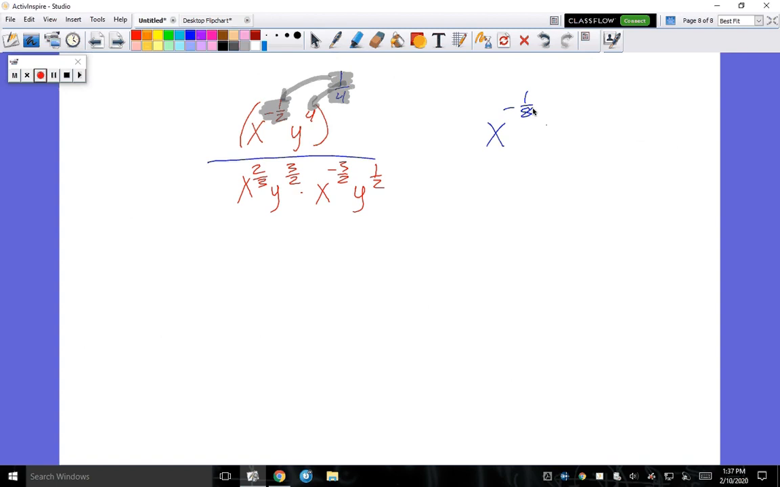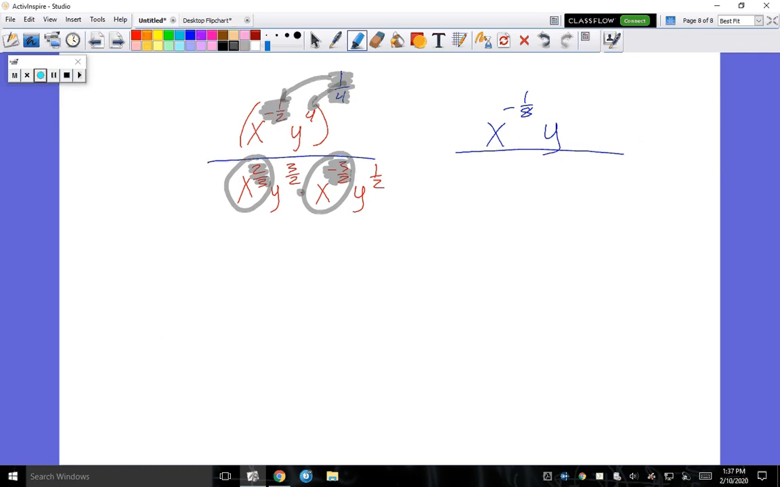How about 4 and 1/4? I get 1. Okay, and I'm just going to leave it like that. I'm not going to write a 1 there. It's just understood as 1. Can I group these x's on the bottom together because I'm multiplying? Yes or no? Yes. Because I'm multiplying, what will I do with these things? I will add them.